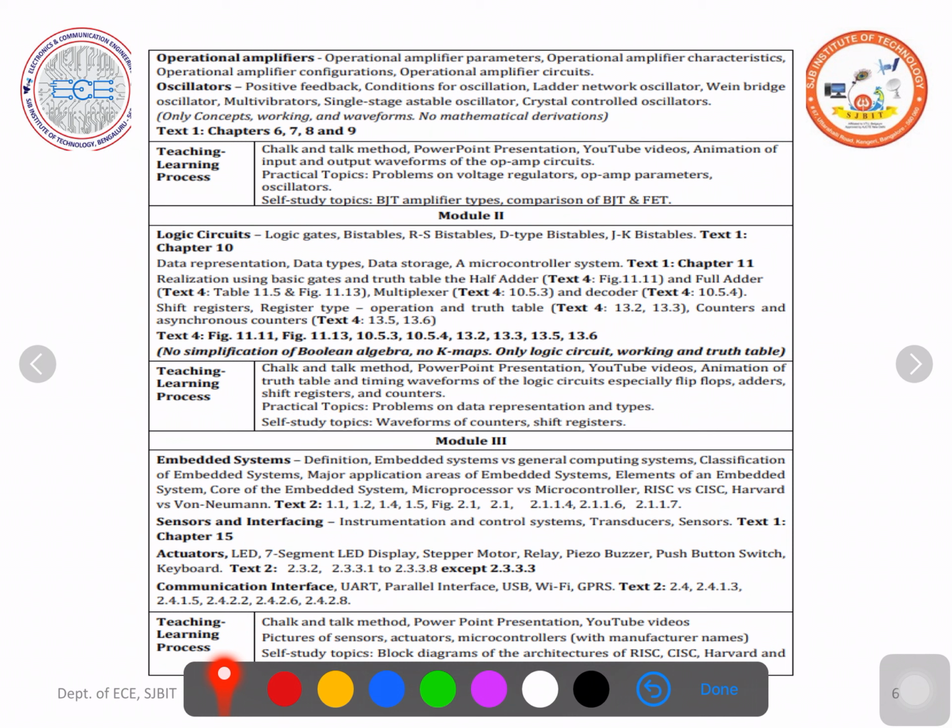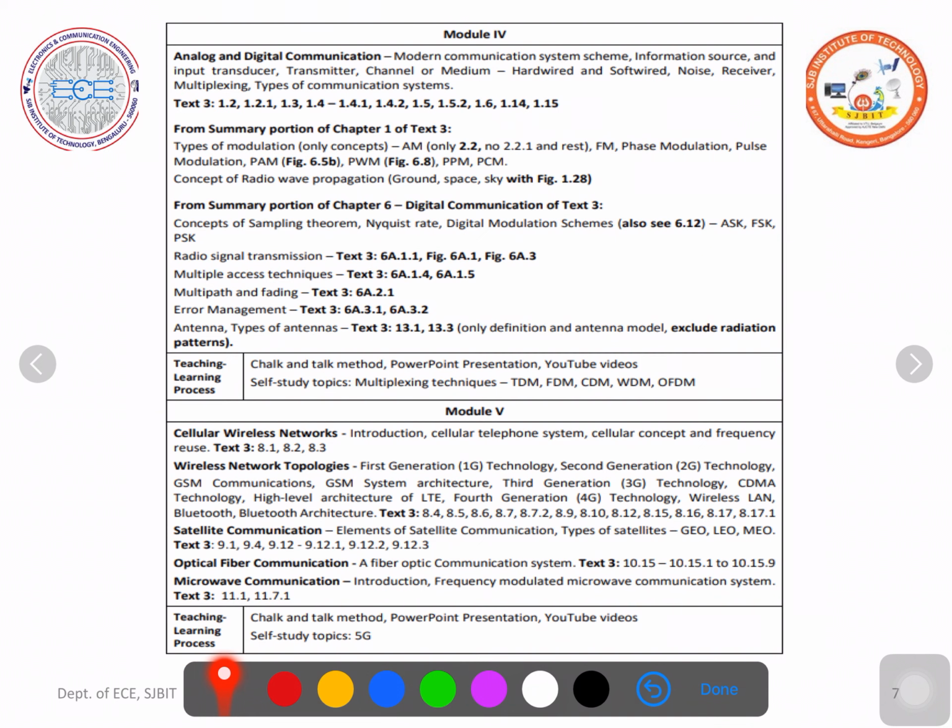Module 2 logic circuits, module 3 embedded systems, module 4 analog and digital communication, module 5 cellular wireless networks. So totally 5 modules of electronics and communication engineering. This will give you an overview of electronics and communication engineering.